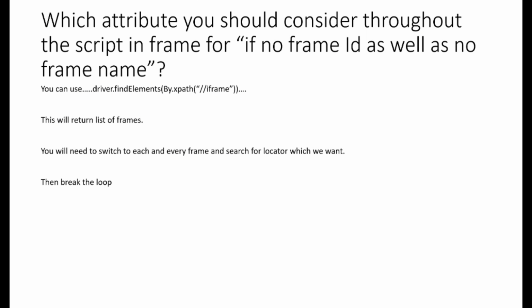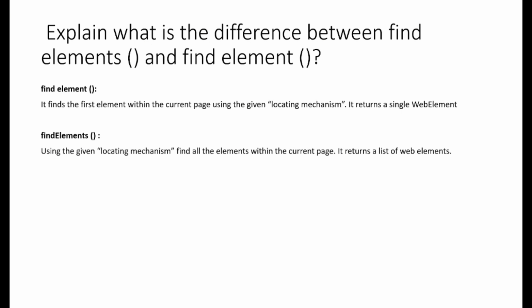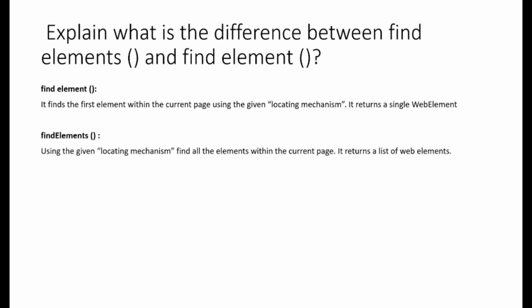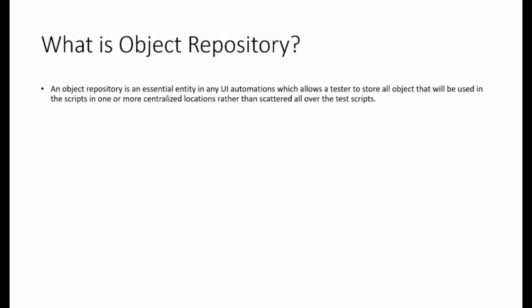Which attribute can you consider throughout the script for a frame if there is no frame ID as well as no frame name? You can use driver.findElements by XPath. This will return a list of the frames. You will need to switch to each and every frame and search for the locators which we want and then break the loop. What is the difference between findElement and findElements? findElement finds the first element within the current page using the given locating mechanism. It returns a single web element, while findElements, using a given locating mechanism, finds all the elements within the current page.